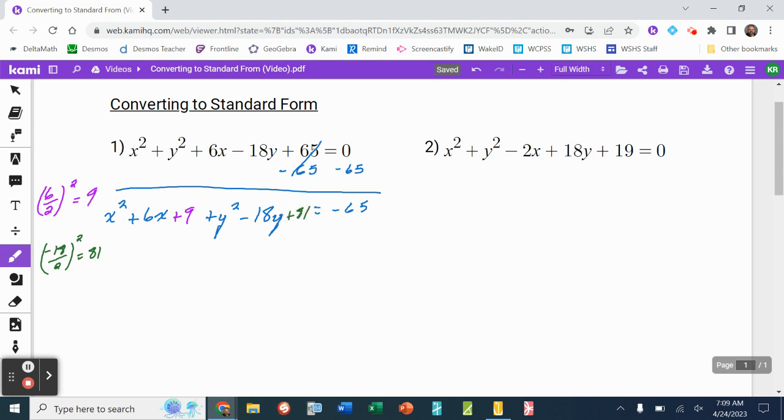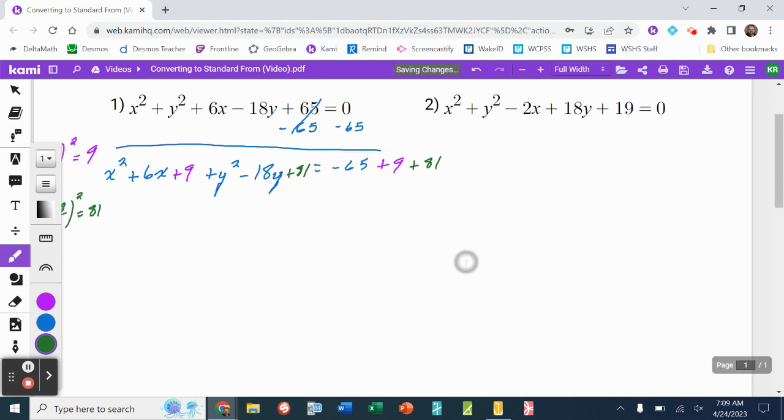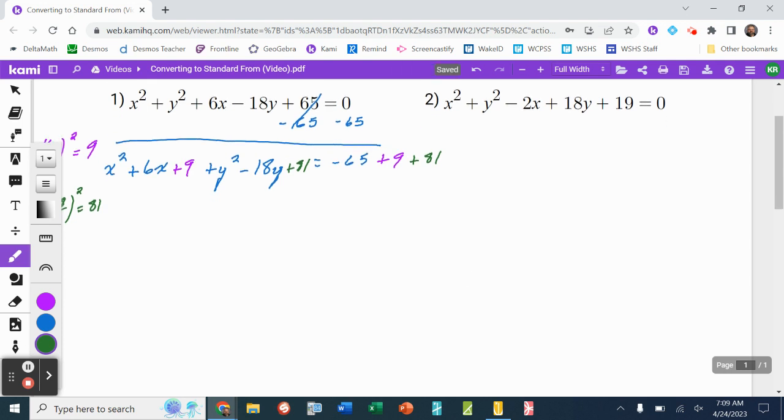Now remember, to keep something balanced, if I add something to one side of the equation, I also have to add it to the other. Because really, I'm introducing new values here. So I'm going to say plus 9, plus 81. Now all I need to do is come back and I need to factor the first 3 terms with the x's and the second 3 terms with the y's.